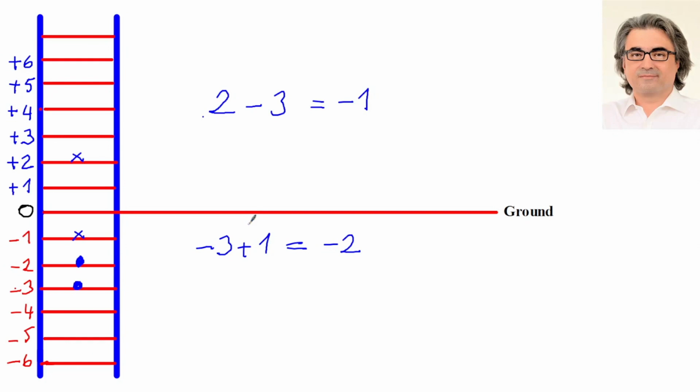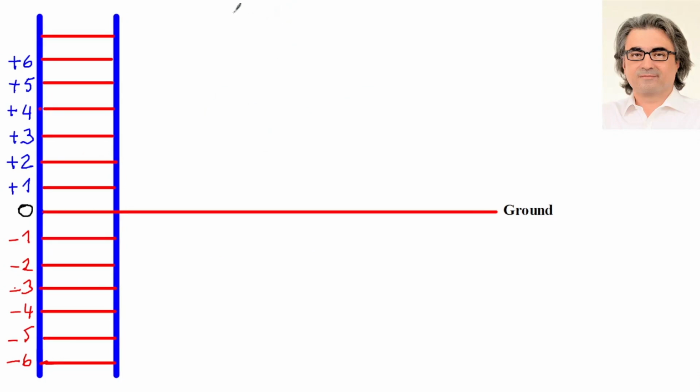Now let's continue with another example having 3 integers. The example: plus 2 minus 3, then plus 1. Firstly, go up 2 steps from the ground because the first number of this operation from the left side is plus 2. Now ground is here. Go up 2 steps from the ground. 1, 2. And remark your place.